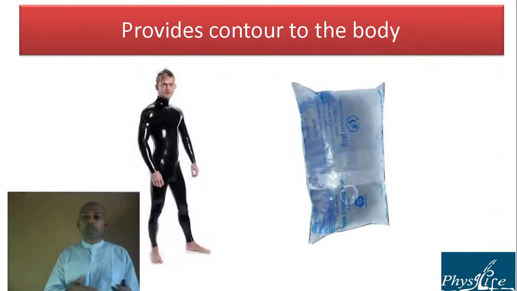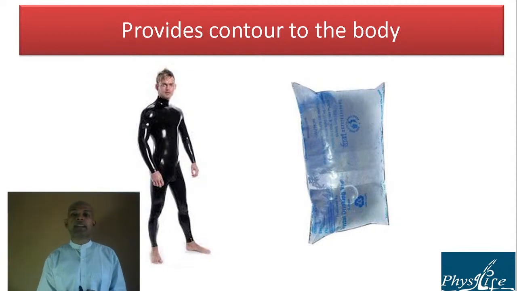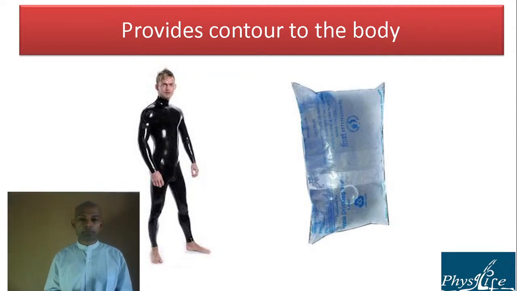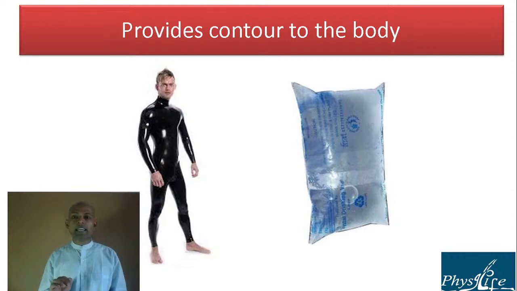Now some more facts about fascia. Fascia provides contour to the body. It's like a body suit, or you can say it's like a water pouch. The soft tissue otherwise is a malleable, semi-solid structure, your muscles or other soft tissues. Fascia is something that gives it shape. So fascia provides contour to the body.